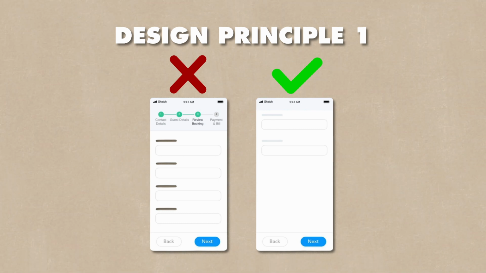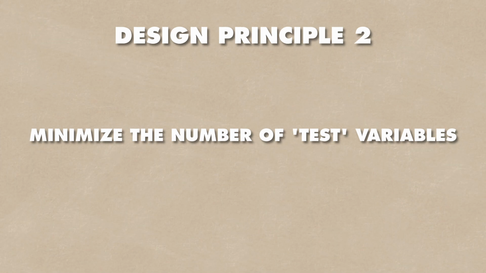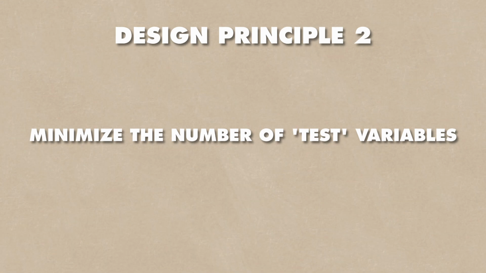from my application. And this design principle plays really well with the next one, which is to minimize the number of variables that'll help me figure out if there's a demand for my application. Let me explain what I mean by this.